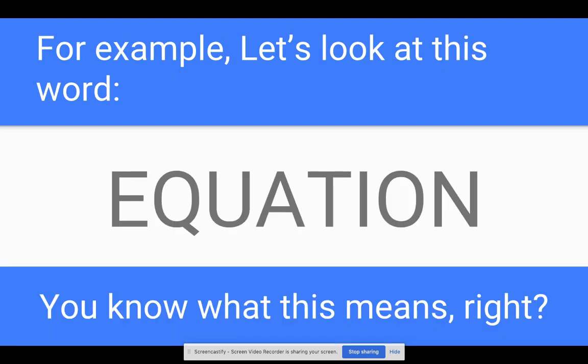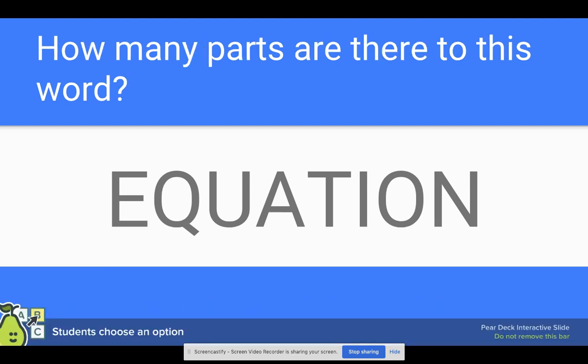So let's look at this word, for example, equation. You know what this means, right? You see this with Miss Platt or Miss Pascal or Mr. Polita, and you know that an equation means that you have to look at some numbers, perform different mathematical functions in order to solve the problem, right? How many parts are there to this word? I want you to take a minute, look at this word, choose your answer, and when you're ready, move on to the next slide.